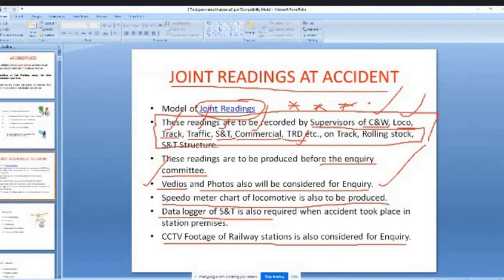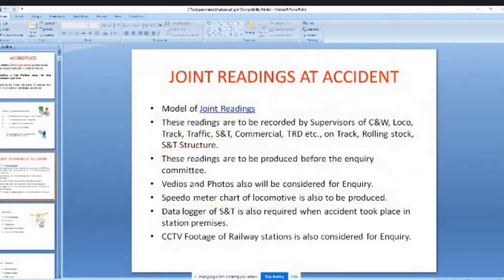That is why minimum every supervisor must understand joint readings on a straight track, how to take it, joint readings on a curved track, how to take it, and joint readings on points and crossing, how to take it. These three minimum every supervisor must know. So when I was working in IRIDM, I used to take one day class on straight, one day class on curve, one day class on points and crossing, separately, on joint readings.